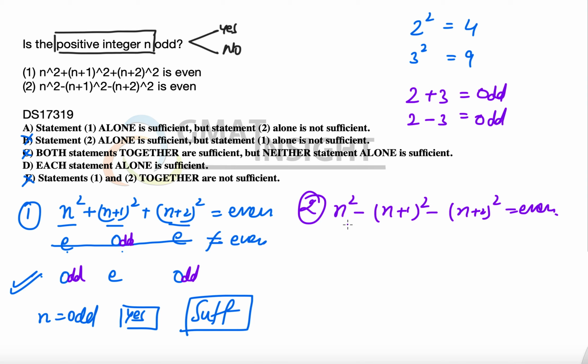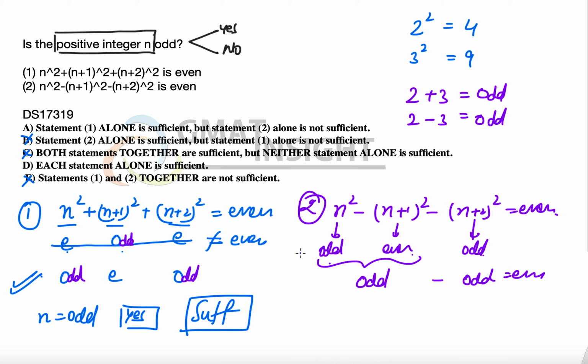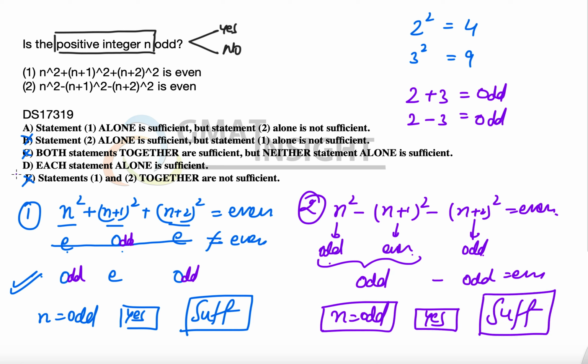So this will be true only and only if n is odd, because in that case n plus 1 will be even, n plus 2 will be odd, and the squares also will result in respectively odd, even, odd. So two odd added together give us an even number, and even plus even is even. Or you can say odd minus even is odd, and odd minus odd is even. So we understand that n must be odd. So this statement also confirms that n has to be odd. So the answer to the question is definitely yes. That means statement 2 is sufficient to answer the question. And now we have our correct answer choice, which is option D.